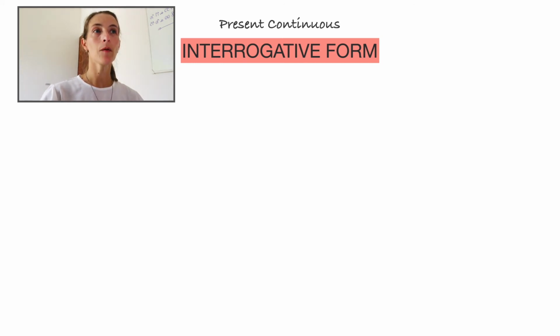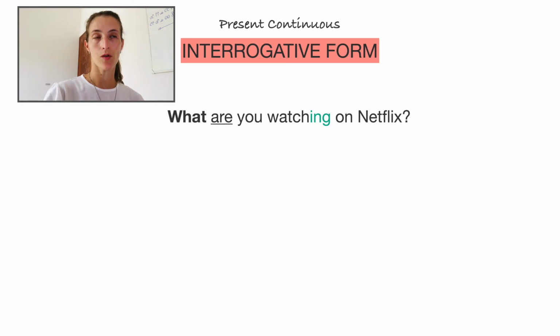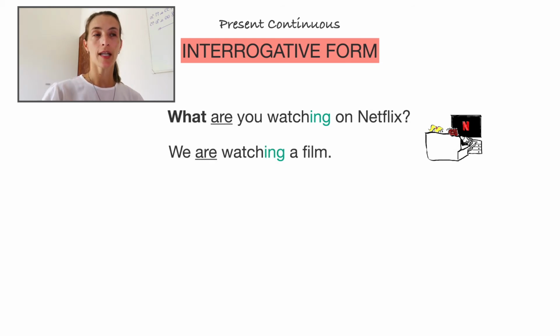Bien, y por último vamos a ver las otras preguntas que son las que llamamos WH questions. For example, what are you watching on Netflix? Ahí estamos pidiendo información. ¿Qué estás mirando en Netflix? What are you watching on Netflix? We are watching a film. Estamos mirando una película. Yes?